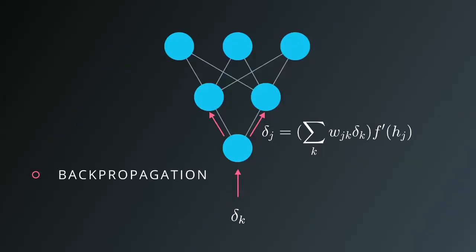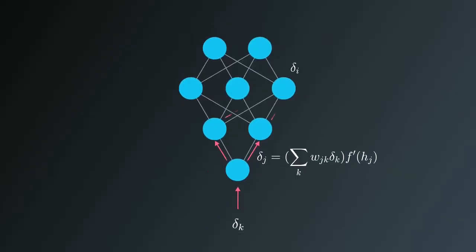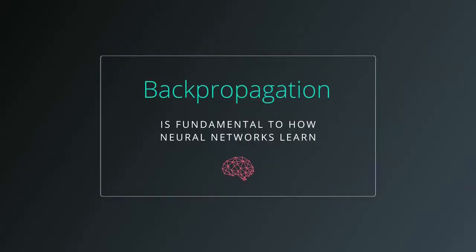And this process works the same when you add more layers. You just keep propagating the errors through the layers. Backpropagation is fundamental to how neural networks learn. So it's really important to understand this if you're going to be building deep learning models.